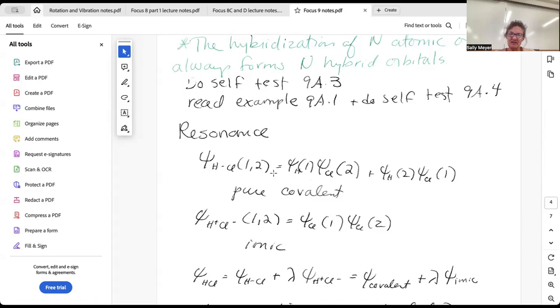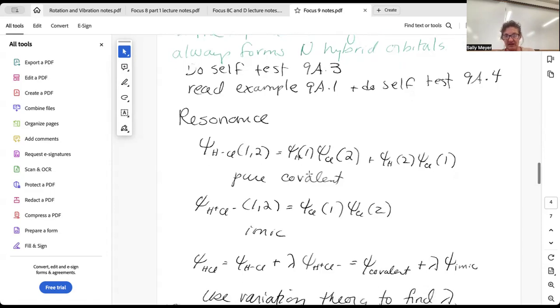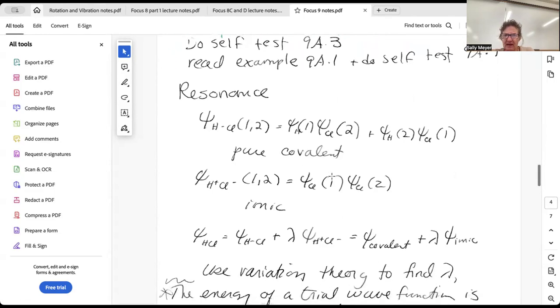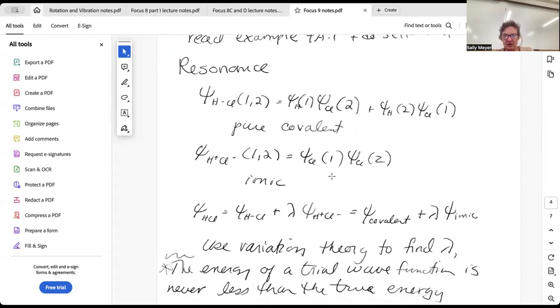You're approximating this function that's a function of the coordinates of both electrons to be products of functions that are functions of coordinates of just the individual electrons. So that would be purely covalent. But we know HCl is a polar molecule.